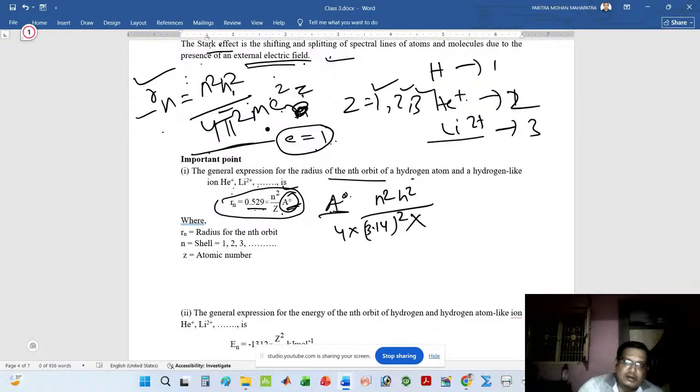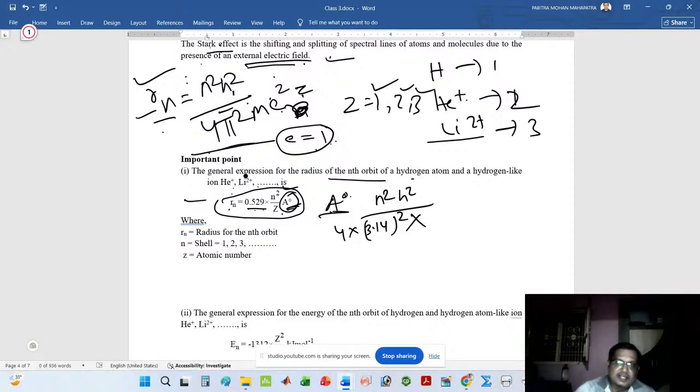So by using the general formula, you can derive a simple formula: Rn is equal to 0.529 into n square by Z. This formula is only for species having only one electron. If you think about species having two electrons, such a formula will not apply, because the value of E will change. This formula is applicable for species having one electron.